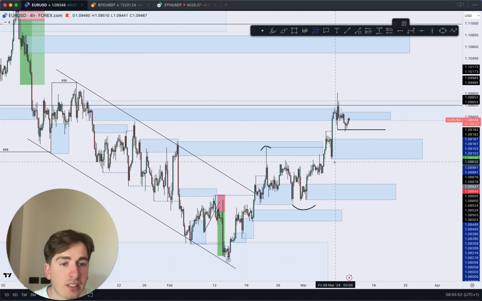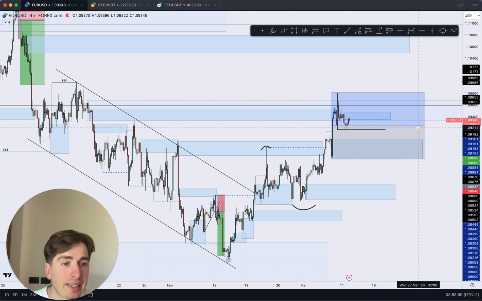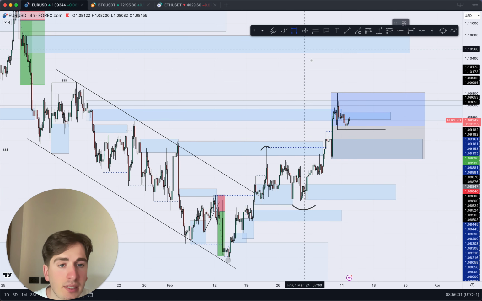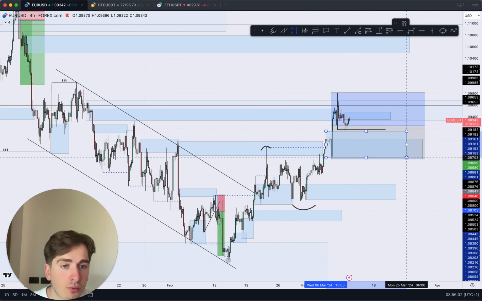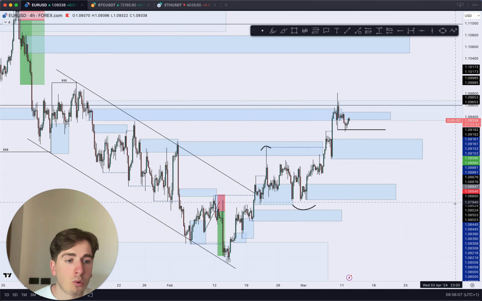Officially now, if we look at this 4-hour structure, we have now pulled back in towards the overall discount zone. If we look at this, you can see we've pulled back in towards the 50% mark. We've tapped in towards this overall zone, this overall sell for the buy. So it does make sense for the market now to continue up in towards the highs.